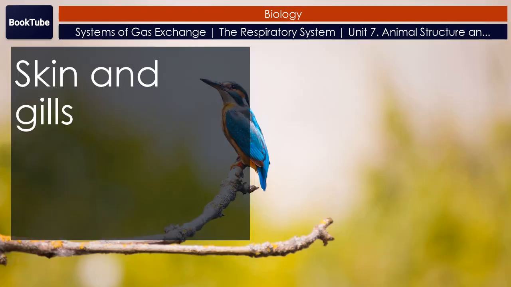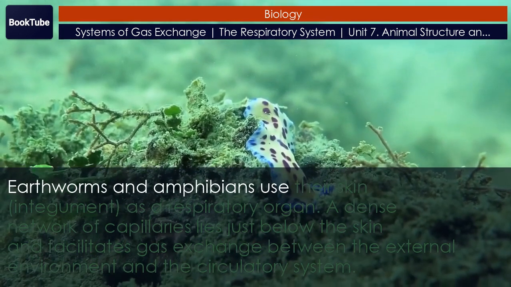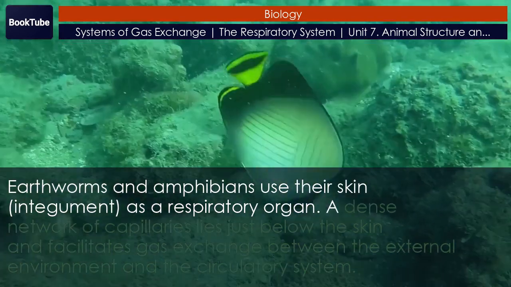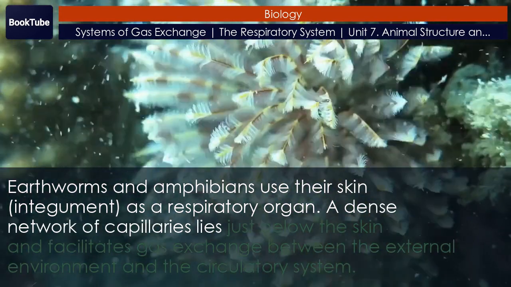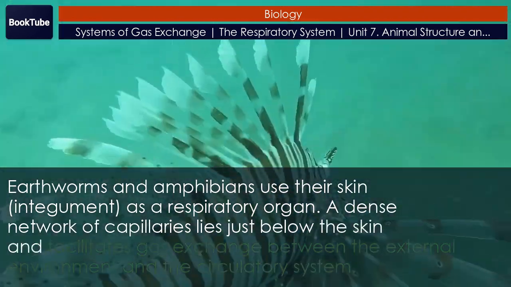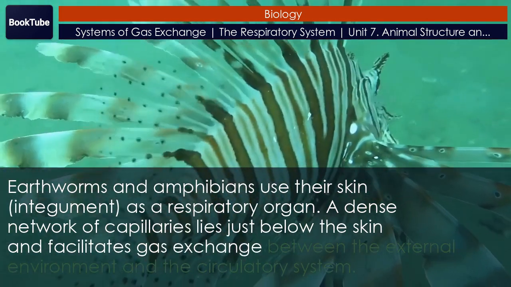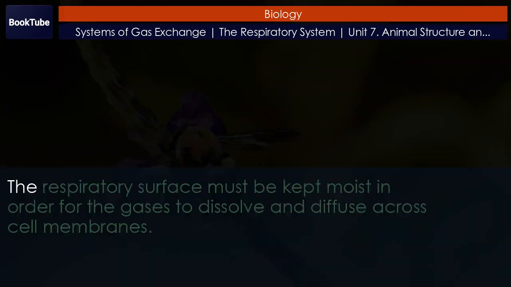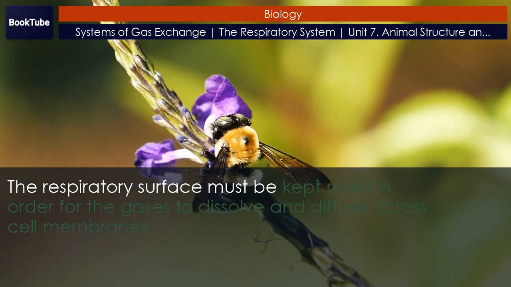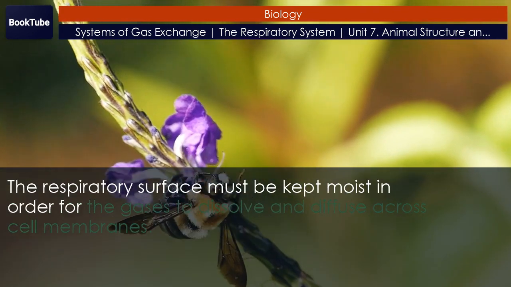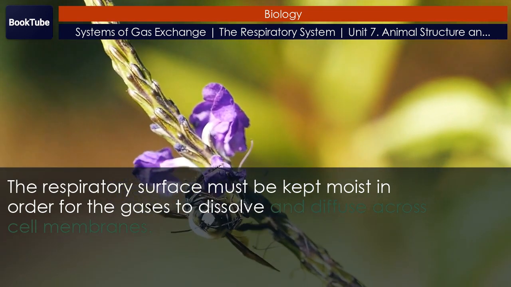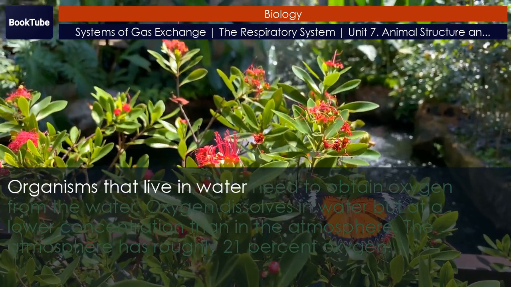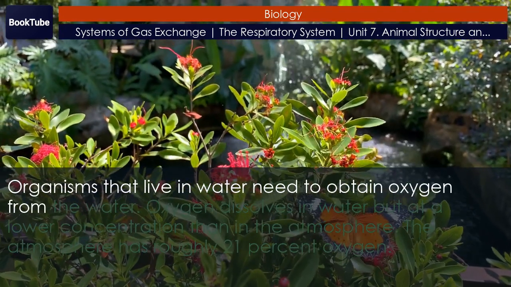Skin and gills. Earthworms and amphibians use their skin, or integument, as a respiratory organ. A dense network of capillaries lies just below the skin and facilitates gas exchange between the external environment and the circulatory system. The respiratory surface must be kept moist in order for the gases to dissolve and diffuse across cell membranes. Organisms that live in water need to obtain oxygen from the water.